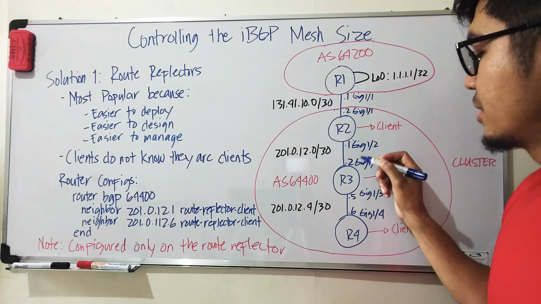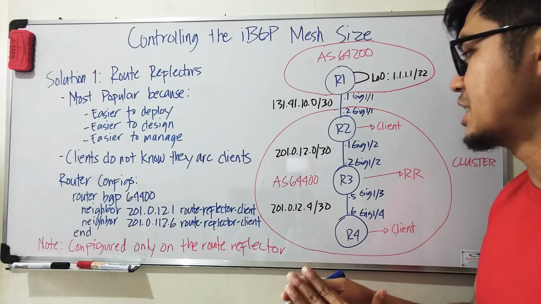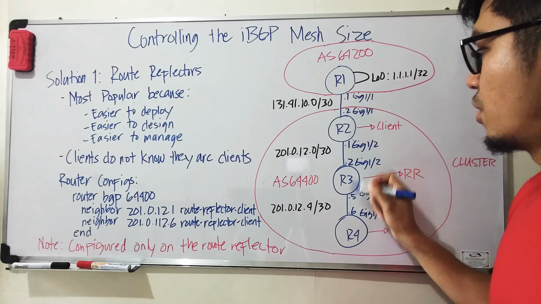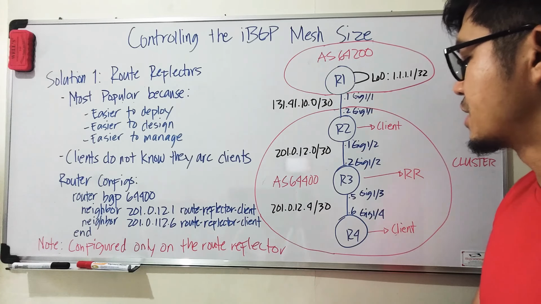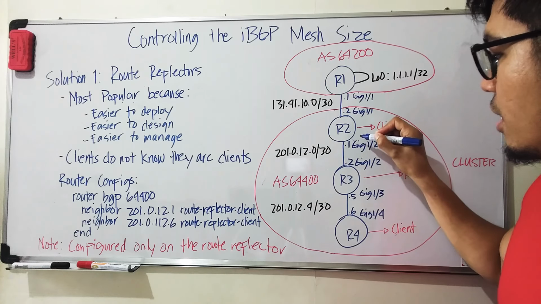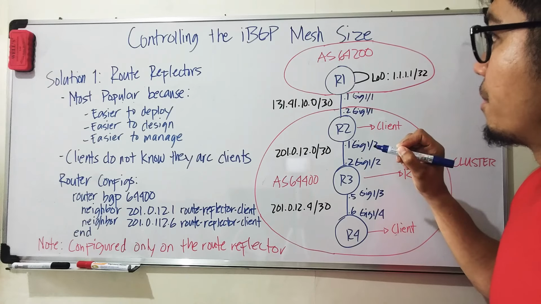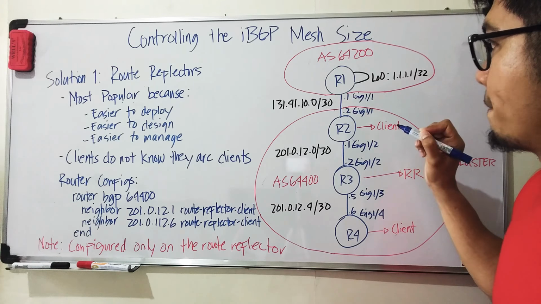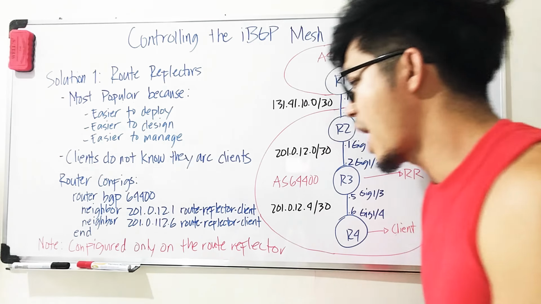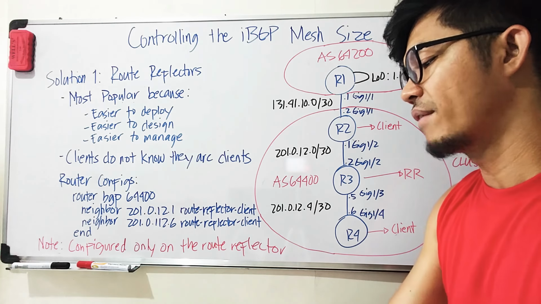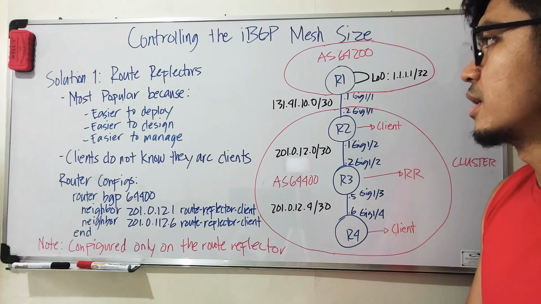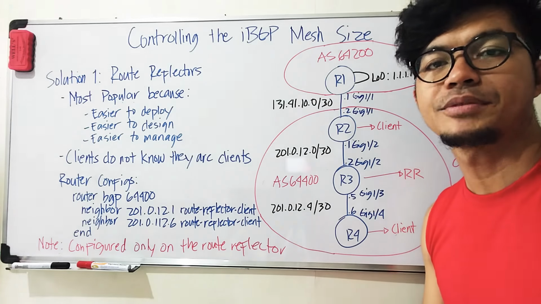So you actually need to have an IBGP mesh topology for R3 to forward routes, or R2 to forward routes to R4. We would need to have neighborships between R2 and R4. That would be a full mesh topology. But when we have a full mesh topology, we can have a lot of neighborships, which is not very scalable. So we would need to use something called route reflectors. That's what we are gonna talk about in this video.